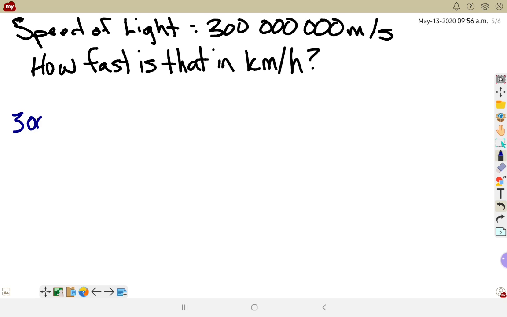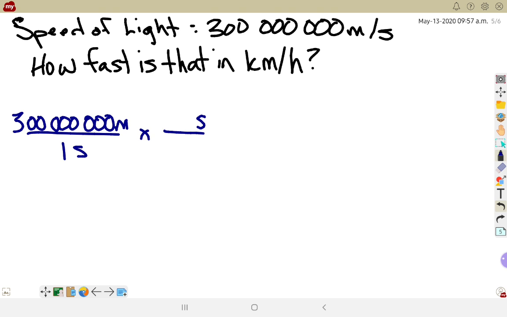So if I've got 300 million meters per second, I can write it as 300 million meters per 1 second. So I put the second on the bottom. Well, I can actually use unit analysis to change all of my units in one go. So I don't want seconds, I want hours. So seconds is in the bottom, so I'm going to put seconds up top.